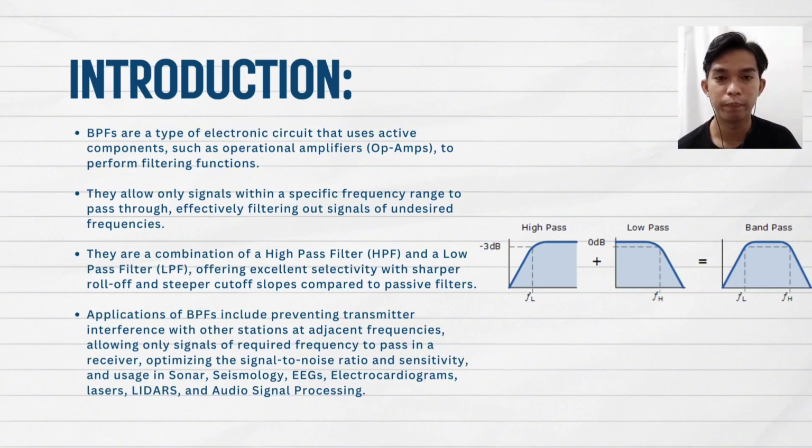compared to passive filter. Applications of band-pass filter include preventing transmitter interference with other stations at adjacent frequencies, allowing only signals of required frequency to pass in a receiver, optimizing signal-to-noise ratio and sensitivity, and usage in sonar, seismology, EEGs, electrocardiograms, lasers, LiDARs, and audio signal processing.